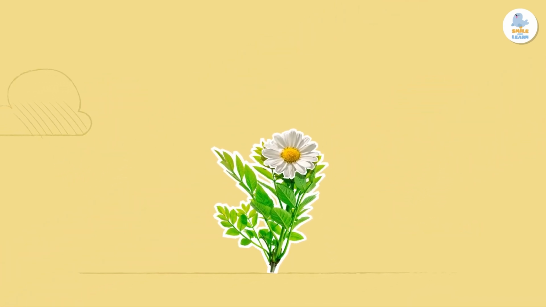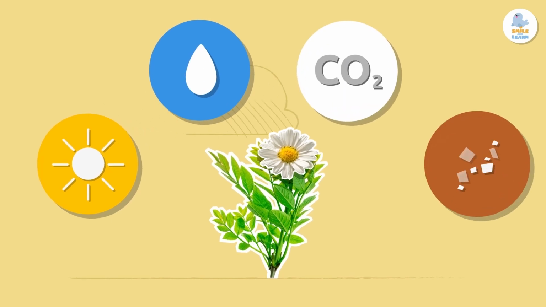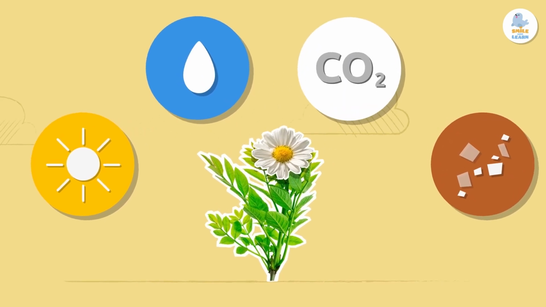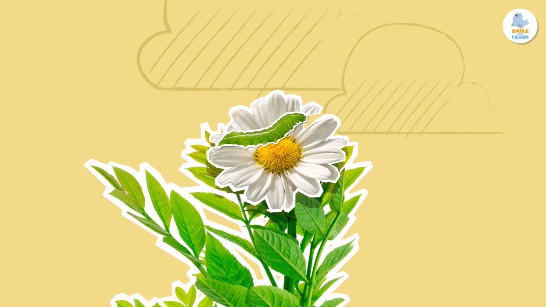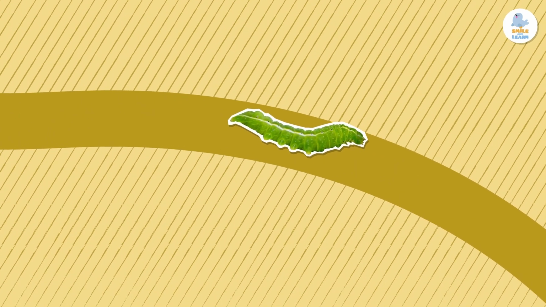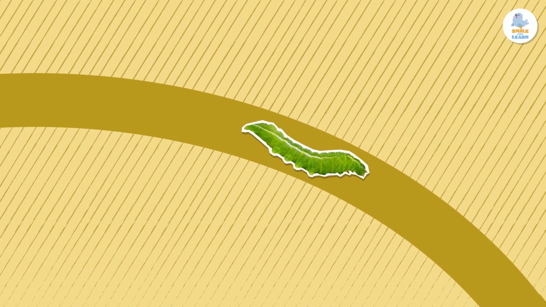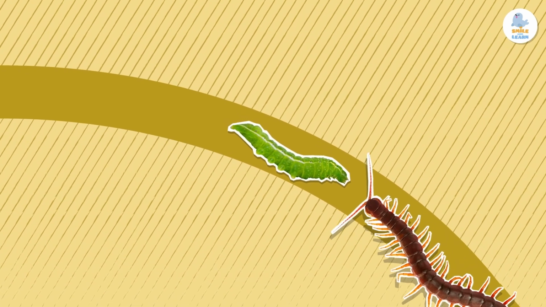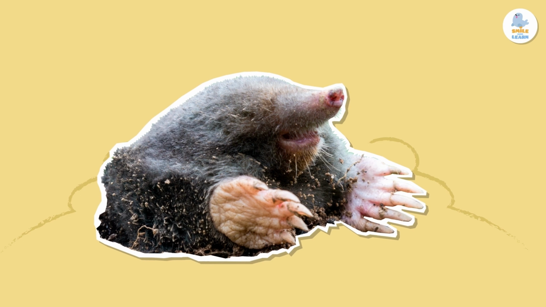Plants get the energy they need from the sun, water, carbon dioxide, and nutrients from the soil. A primary consumer, like a caterpillar, eats the plant's leaves. Yum, how tasty! Then the caterpillar goes underground. But suddenly, a centipede eats it. Later, a mole comes along and eats the centipede. Delicious!